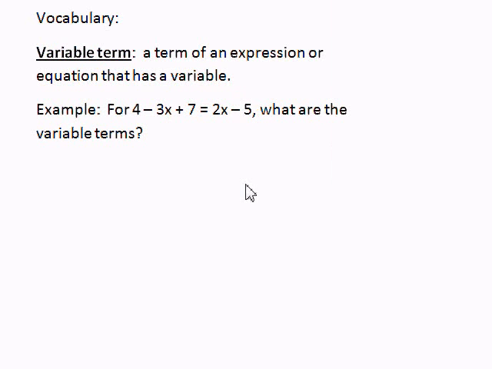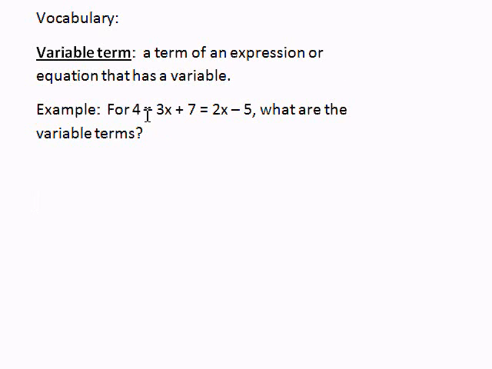Before we can talk about the next section, I've got some vocabulary and then some steps to look at. So vocabulary is a variable term. That's our vocabulary term for this. Variable term is a term of an expression or equation that has a variable. So for the equation 4 minus 3x plus 7 equals 2x minus 5, what are the variable terms? Well, the answer is the variable terms are negative 3x and 2x.